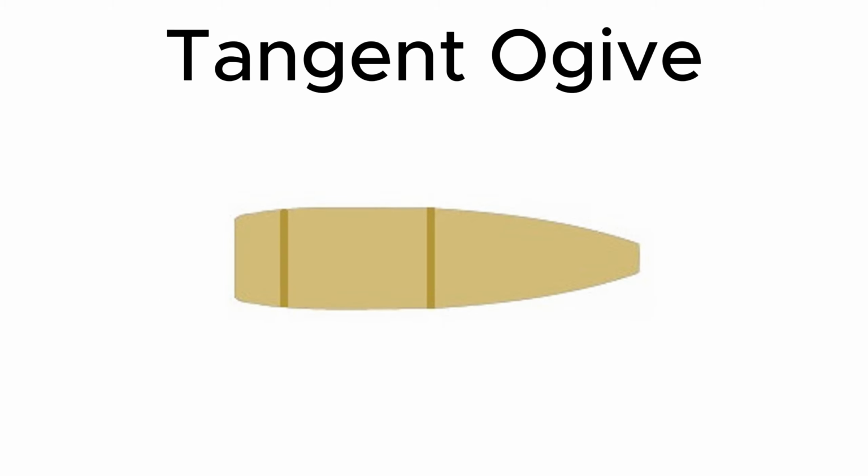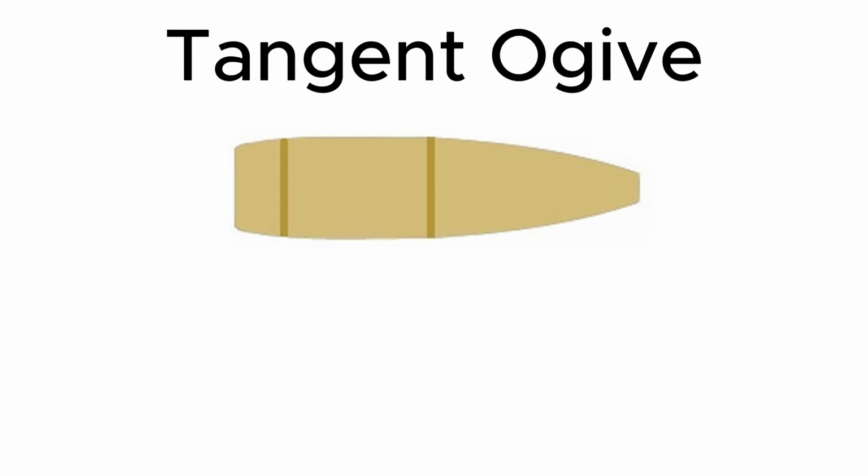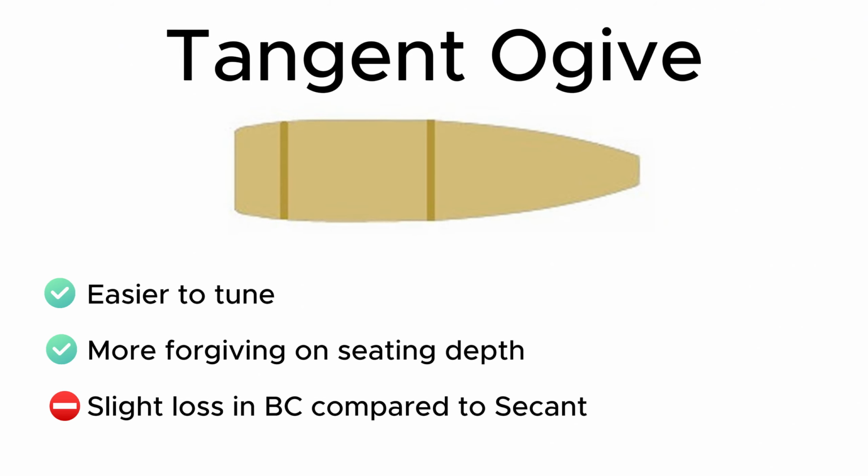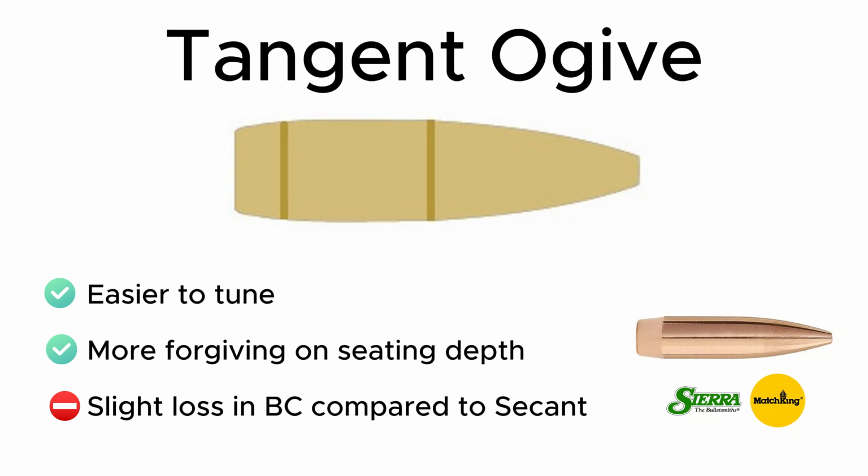A tangent ogive is a smoother, more gradual transition from tip to body. This profile is more forgiving of seating depth variations and is generally easier to tune for consistent accuracy. The disadvantage is that there is a slight loss in ballistic coefficient when compared to a secant ogive. The world-famous Sierra Match Kings use a tangent ogive.